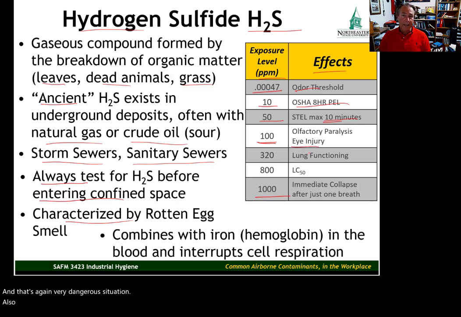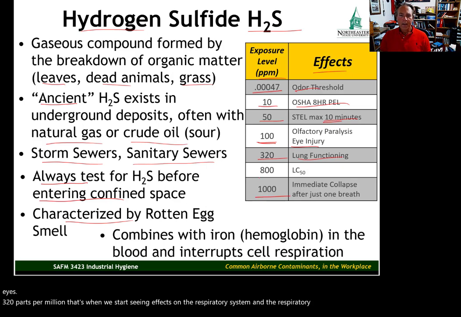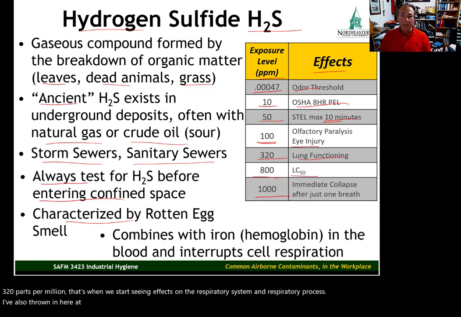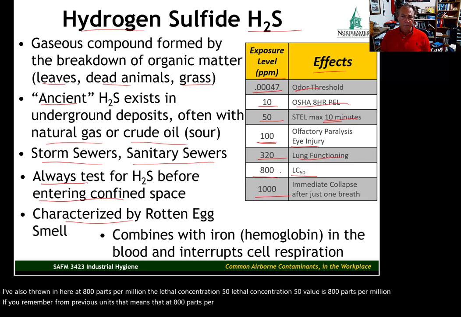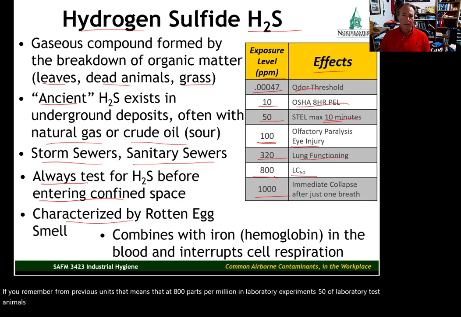Also, at 100 parts per million, it can affect the eyes. I've mentioned that it's a chemical asphyxiant, but it can also affect the eyes. At 320 parts per million, that's when we start seeing effects on the respiratory system and the respiratory process. I've also thrown in here at 800 parts per million the lethal concentration 50. If you remember from previous units, that means that at 800 parts per million in laboratory experiments, 50% of laboratory test animals died at this exposure.